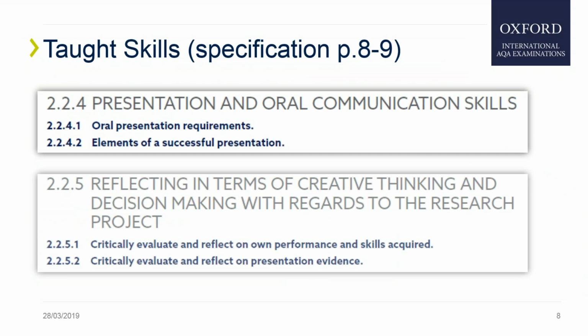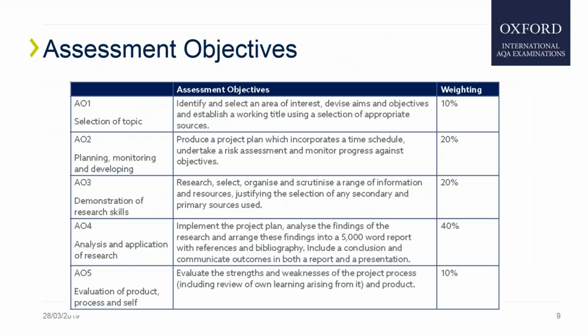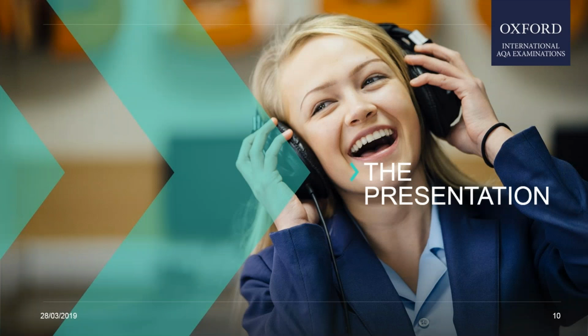Equally, in the specification, there's a brilliant list of taught skills that centres should deliver, and just a reminder that there's lots of resources on the Oxford AQA website to help you with that, as well as a textbook that's available. But there are two overall areas specifically focused on presentation and reflecting. So it really is a core part of what's happening. And again, with the assessment objectives, these are all 5 assessment objectives. You can see primarily we're looking at AO5 when it comes to the reflection, and also AO4, which mentions the presentation. So it's very much grounded in what the IPQ is and how it's assessed.